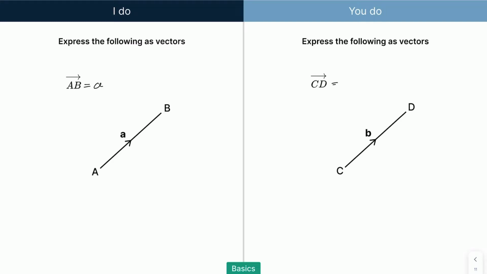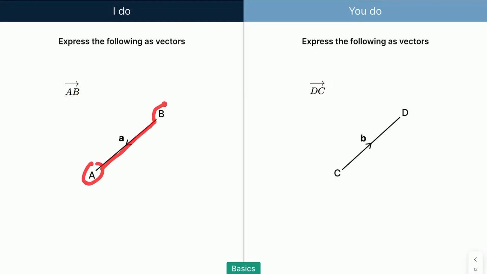So hopefully you pressed pause and had a go at this. The answer here is going to be b. We are going from C to D. So if you look here, we are going from C to D. Now, moving on. Again, in this one, we are going from A to B, but it's a little bit different this time. We're still going from A to B, but notice the arrow. The arrow is pointing in the opposite direction. We want to go from A to B that way, but the arrow is pointing backwards. So in that case, it's going to be negative a because we're going in the opposite direction.